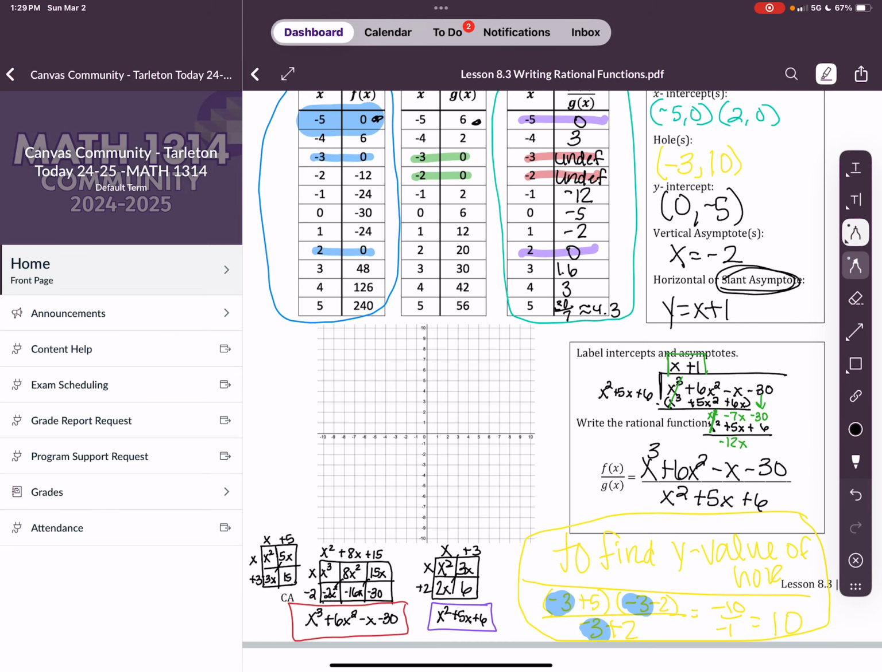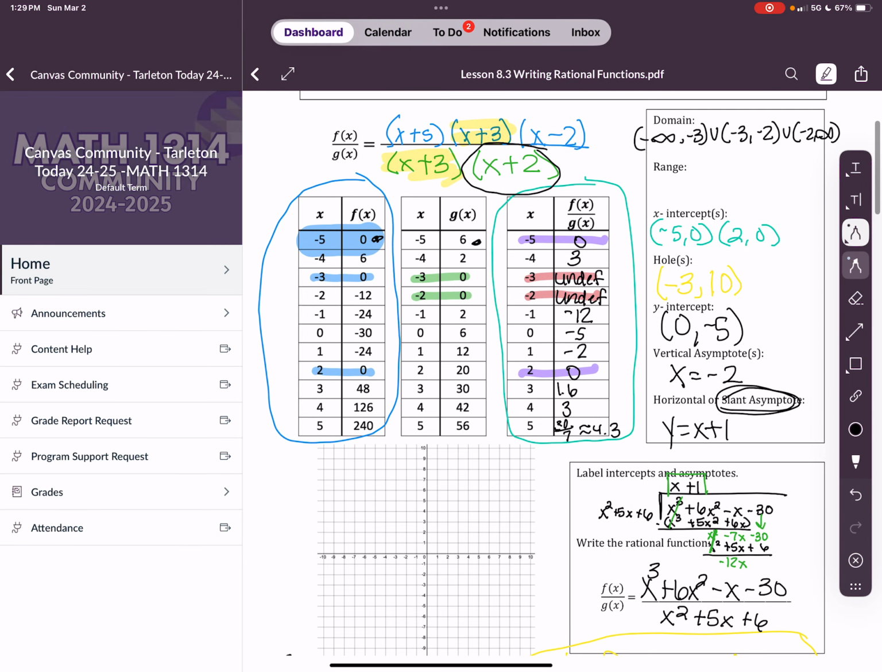So now that we have found what our slant asymptote is, now let's go back and talk about our range. So anytime that you have a slant asymptote, your range is going to be negative infinity to positive infinity, or all real numbers, okay? So again, I'm going to reinforce that. Anytime that you have a slant asymptote, your range is all real numbers, okay?